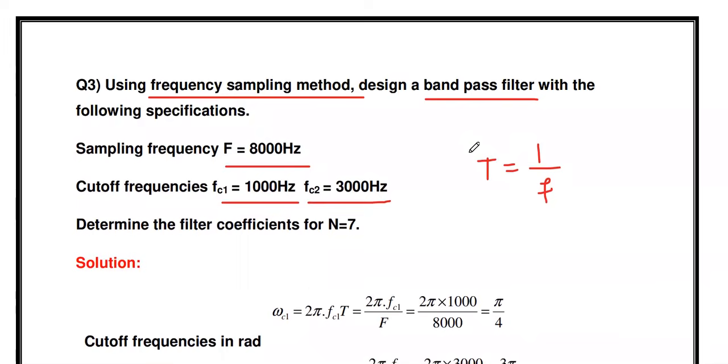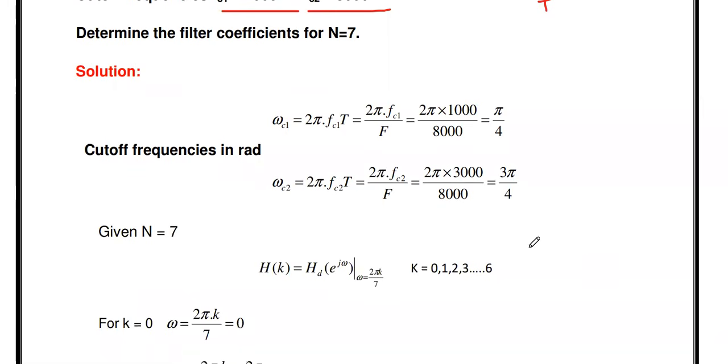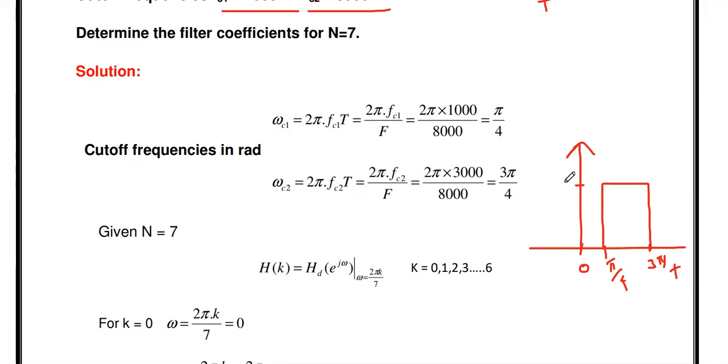So what is the filter given here? A band pass filter. Consider omega equal to 0, then pi by 4, and 3 pi by 4. A band pass filter allows the frequencies in between the two cutoff frequencies. So between pi by 4 and 3 pi by 4, HD of e power j omega is 1. For the remaining frequencies, 0 to pi by 4 and 3 pi by 4 to pi, it will not allow. That is the stop band, and this is the pass band.